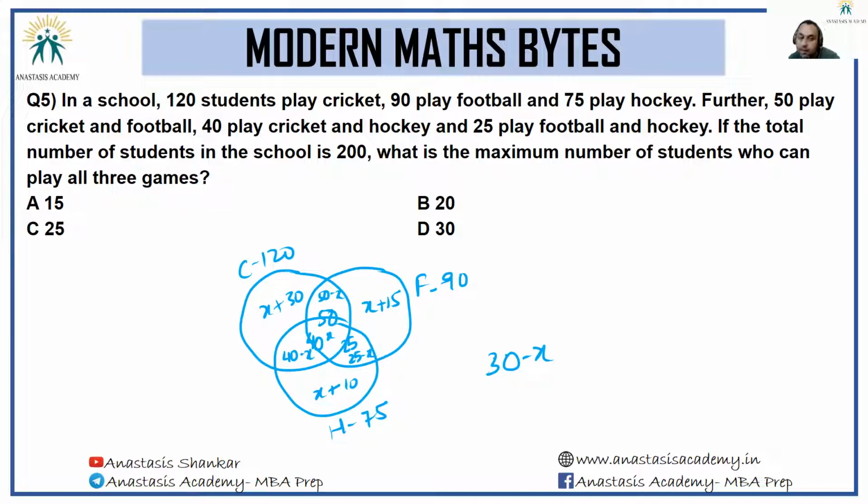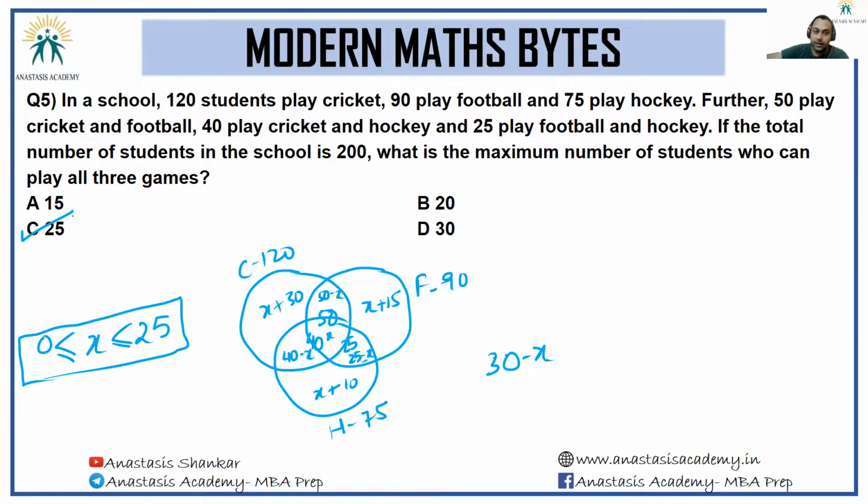Again, the idea is because each of these regions are populated by a whole number of people, x has to necessarily lie in the range 0 to 25. If x is greater than 25, see what would happen. The region here will turn negative, and we cannot have that. We cannot have count of people as negative. So the possible range for values of x has to be 0 to 25. And x was itself the number of students who can play all three games. So what is the maximum possible value of number of students who can play all three games? Answer is option C, 25.